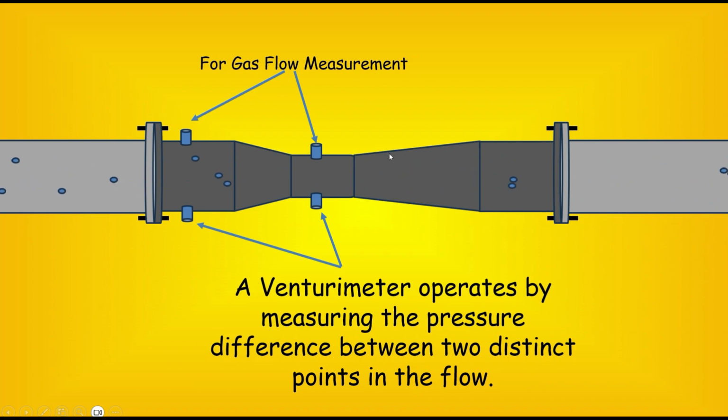So the first question is, what exactly is a Venturimeter? A Venturimeter is a DP, that is differential pressure, type flow meter. It is used to measure the flow rate of a fluid, whether it is a liquid, gas or steam, flowing through a pipe. The basic operating principle is very simple. A Venturimeter works by measuring the pressure difference between the two specific points that are mentioned in this picture that you are able to see.